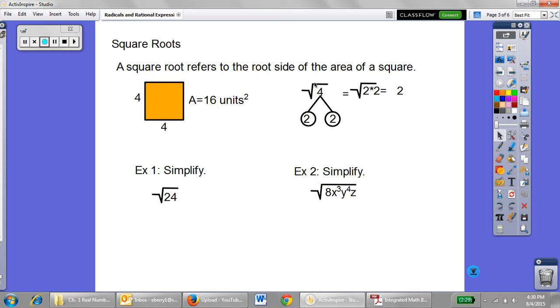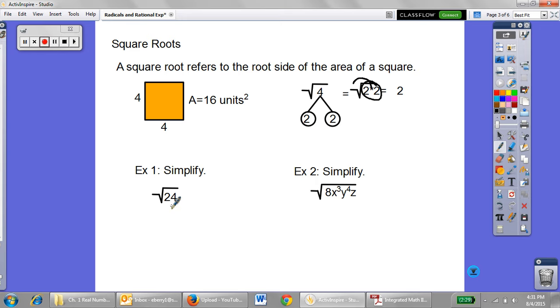Looking at this example to show our work, we have the square root of 4, so we can break this down into 2 times 2. When you see a pair, you get to circle it, and you get to bring one out based on the definition of square root. So the square root of 4 is 2.